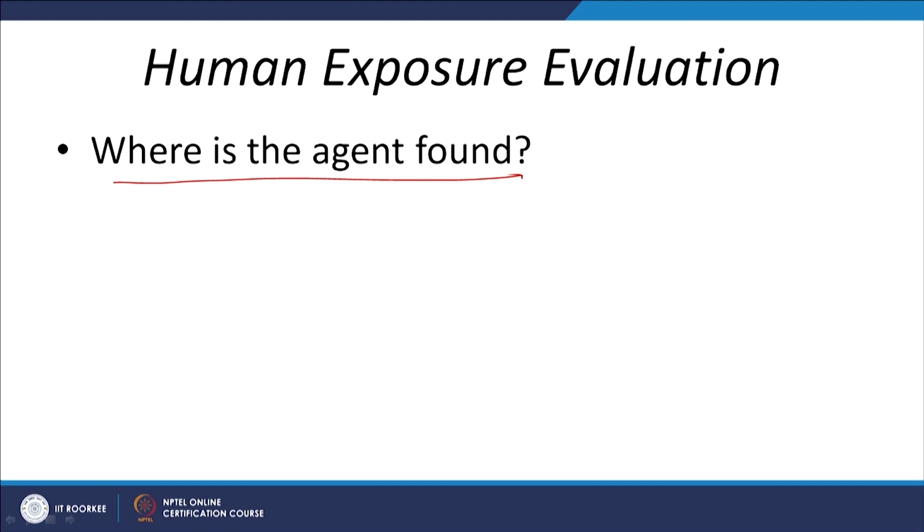Where is the agent found, right? In my particular receptor, I guess, right? What are the routes of exposure? Am I exposed through the air pathway and then I am going to inhale it, or is it deposition on the soil and then I am going to have dermal contact with the soil or ingestion of the soil? So what are the routes of exposure?